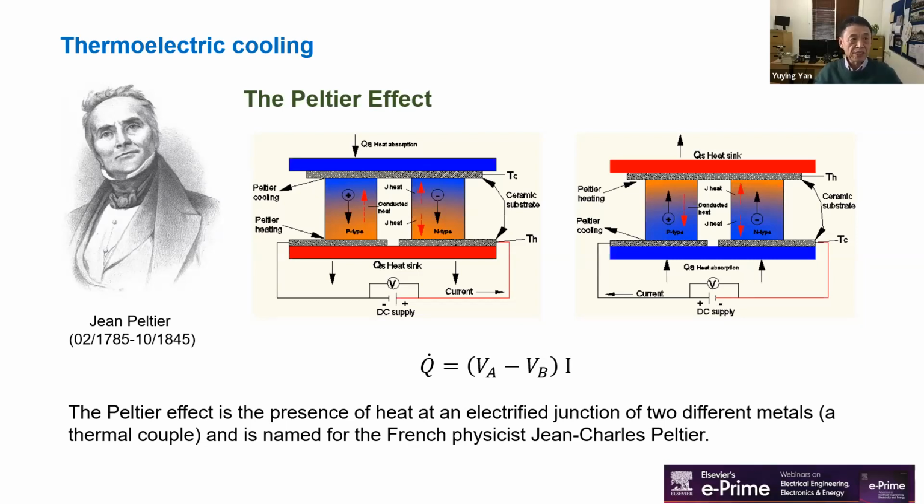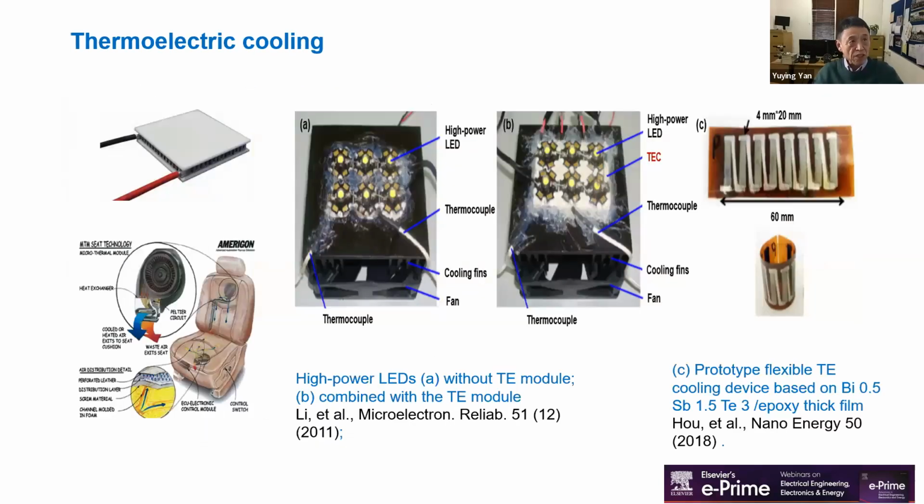The Peltier effect means a temperature difference can be produced through electrical current flowing between two electrical connection points. Major applications of TE cooling based on the Peltier effect can be identified mainly as LED cooling, electronic cooling, TE heat pumps, and TE refrigerators.